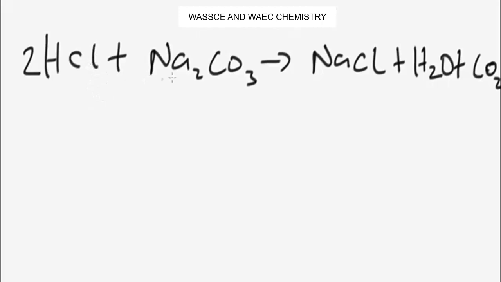We have two atoms of chlorine at the left. We have one at the right. So we add two here. Chlorine is now balanced. Let's balance sodium. Sodium is 2 here at the left. Sodium is also 2 at the right. Sodium is balanced. What of carbon?